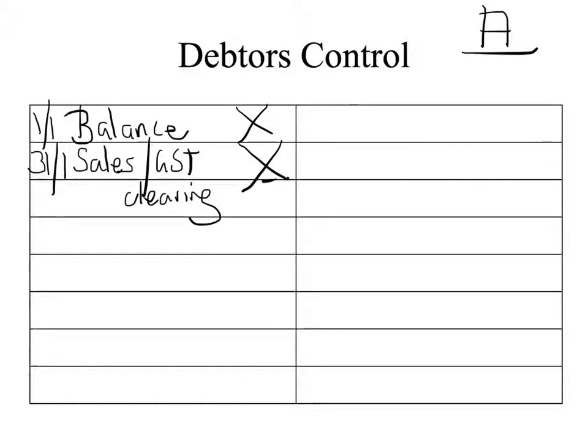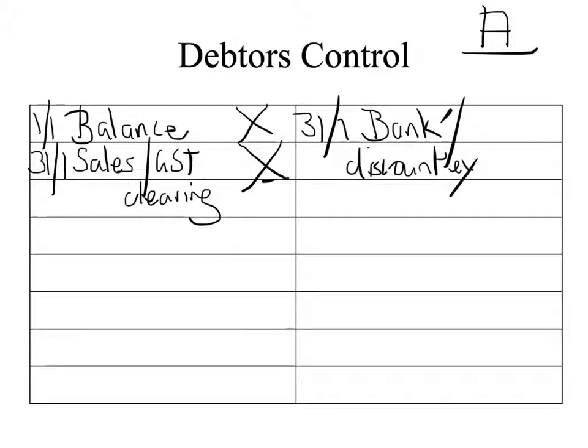On the credit side, you've got to think about what makes debtors control go down, because it decreases on the credit side. So end date, the things that make debtors control go down is when they pay us back. So therefore our bank changes, and if there is any discount, the discount expense will be included. That's as far as we've got in terms of debtors control.